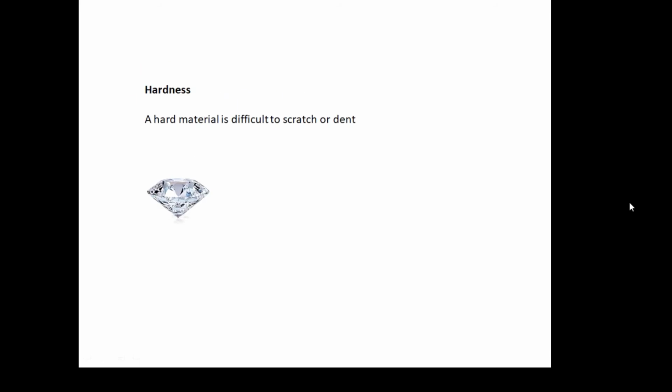Hardness. A hard material is difficult to scratch or dent. Something like titanium, steel is very, very hard, and diamond is very hard, a hard material.